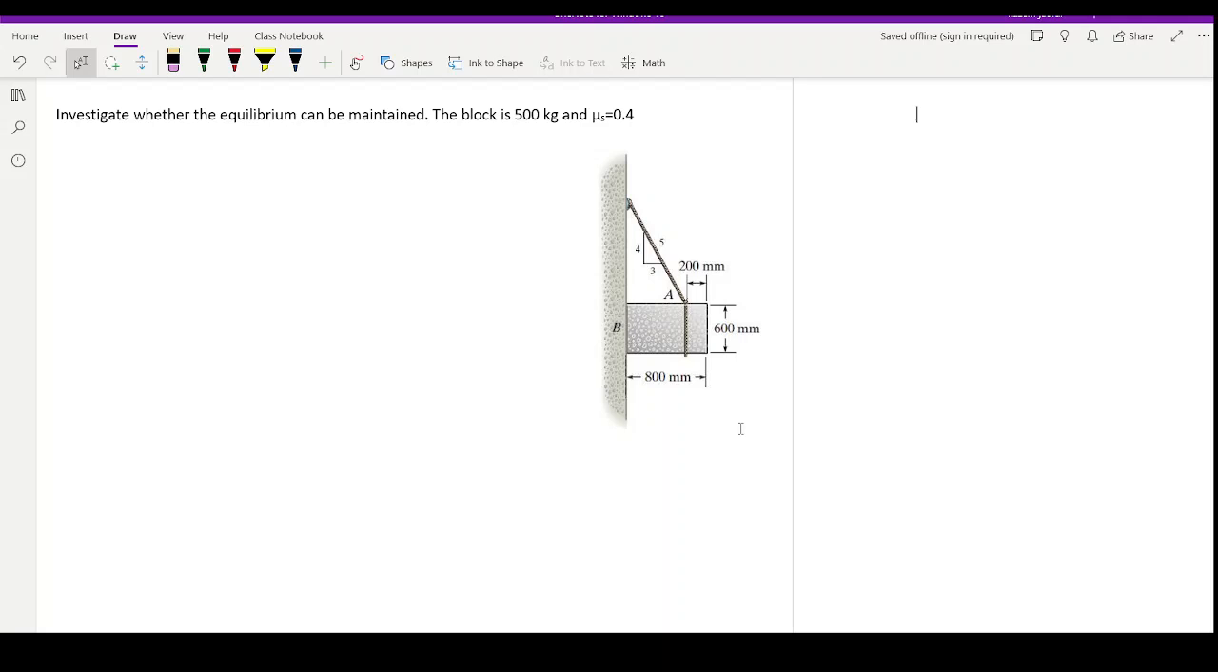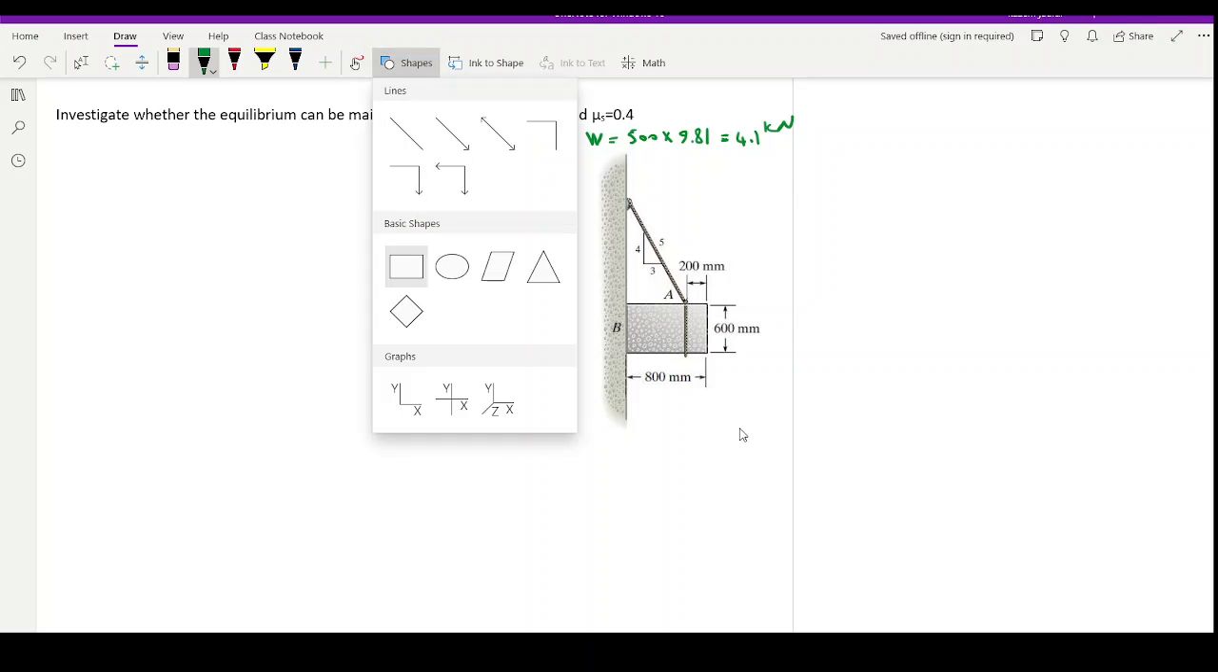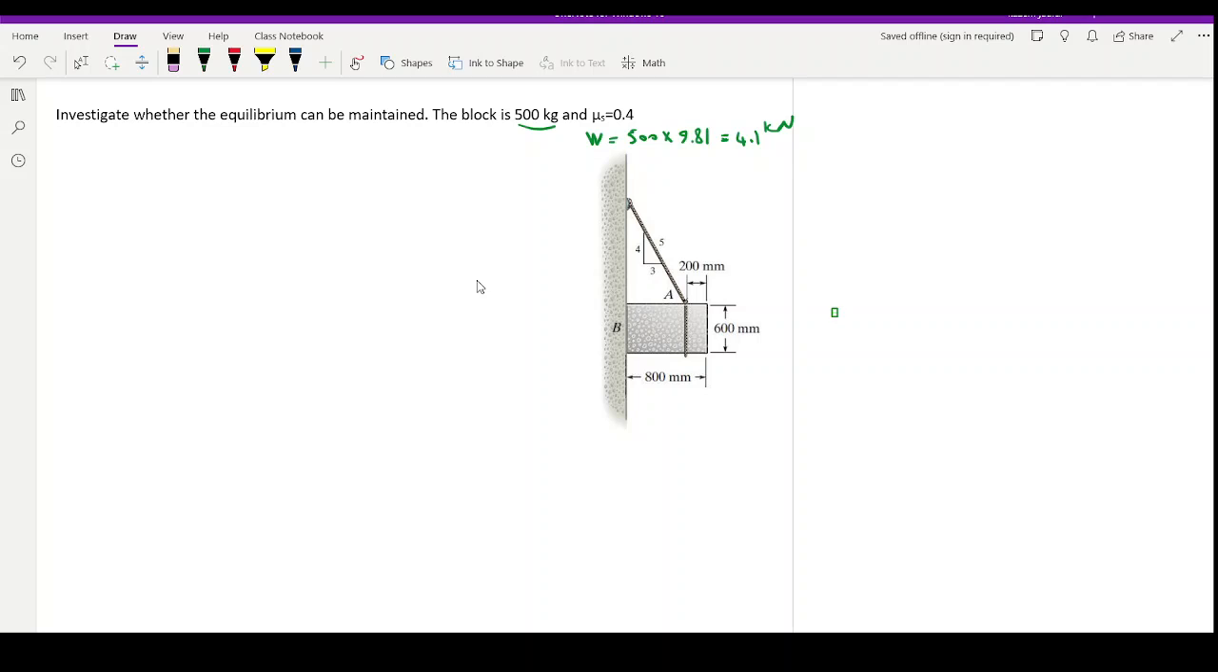Investigate whether the equilibrium can be applied or can be maintained. The block is 500 kilogram. Because it's in metric and I may forget it, I'm going to convert it to Newton very quickly. W is going to be equal to 500 times 9.81, and if you do the math, it's going to be around 4.9 kilo Newton.